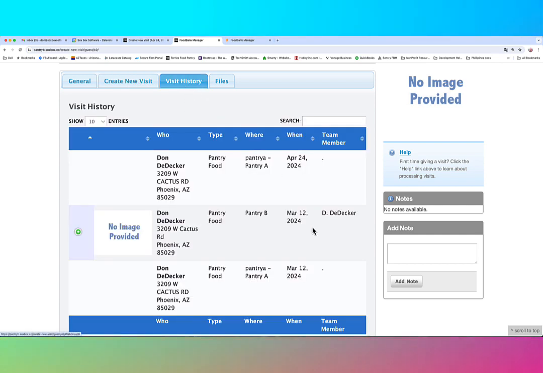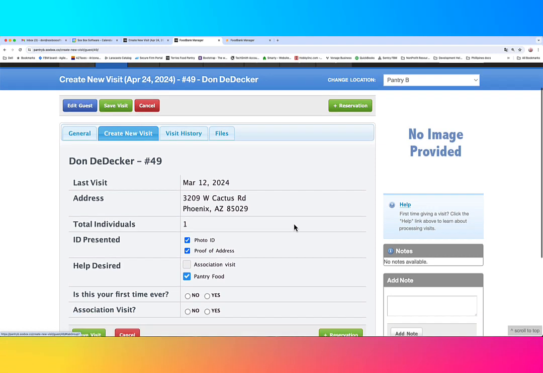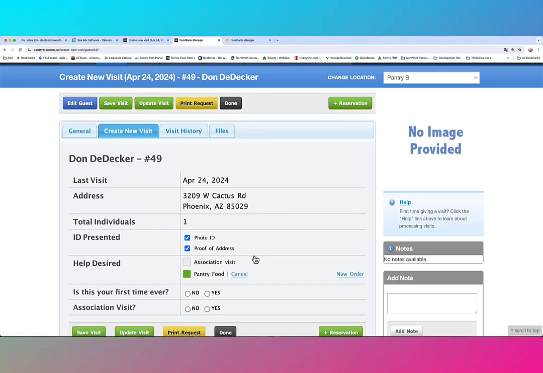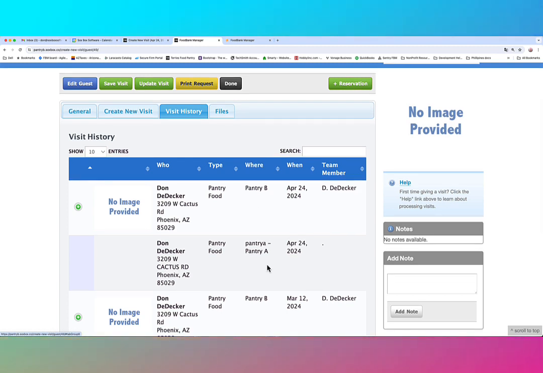Same deal, though. If I look at my history, he's only had 1 on the 24th at A, not B. The one in March is last month, so that doesn't even apply, right? And since I offer 2 times a week and 1 is taken already by Pantry A today, I am eligible to give him pantry food without any issue. So I go ahead and do that, and I save my visit, and they're done. Now, if I look at history, I can see this week, Pantry A has given Dawn food, and Pantry B has now given Dawn food. So there's 2 times in a week.